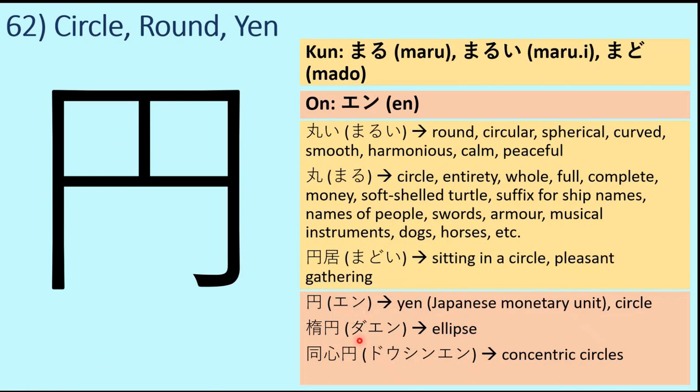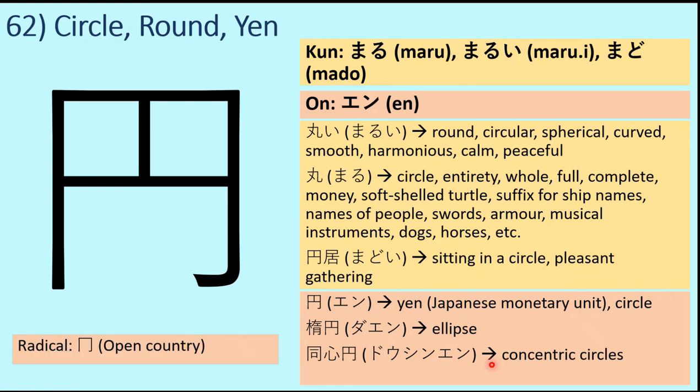This is daen, which means an ellipse. So this is not circle. So when da is added to n, n is circle, so when da is added to circle, it becomes an ellipse. Then we have doshin-en, which means concentric circles. Concentric circles means multiple circles which have the same center. So concentric, that is circles having the same center.